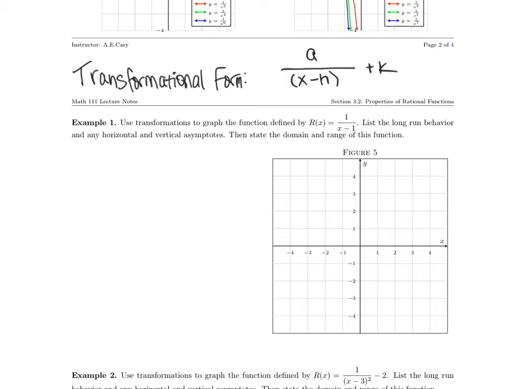The k is a vertical shift, moving us up and down. The h is a horizontal shift, moving us left or right. And the a value is a vertical stretch or compression. For right now, don't worry about the b values for our transformational form.